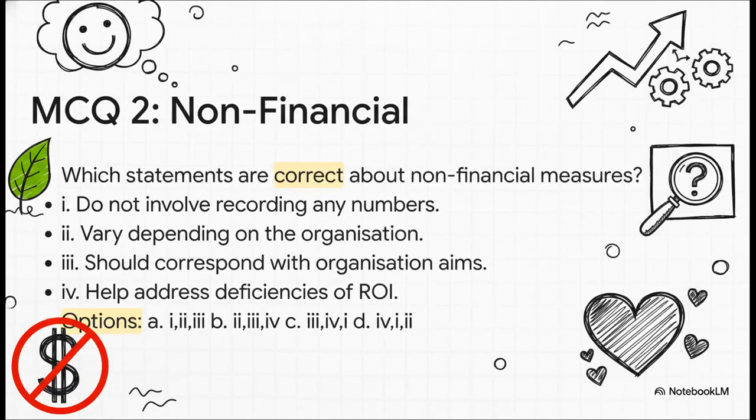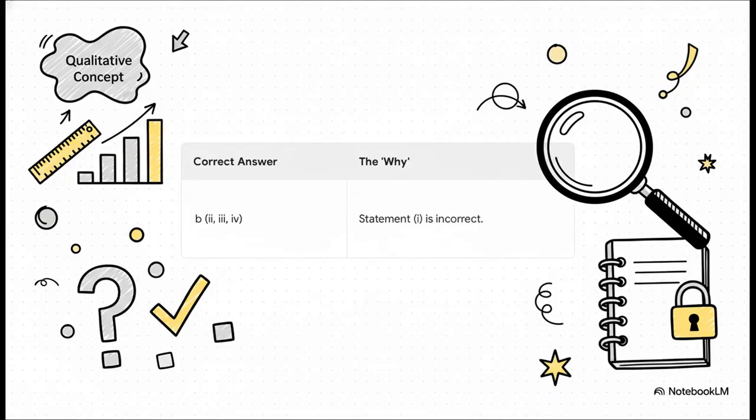Okay, ready for round 2? This one's a little trickier, so pay close attention. It's all about non-financial performance measures. Your job is to figure out which combination of these statements is correct. Take a good look at each one. All right, the answer here is B. And the trick to this question was finding the one statement that's flat out wrong, which is statement number one.